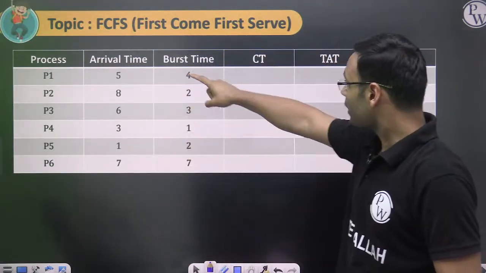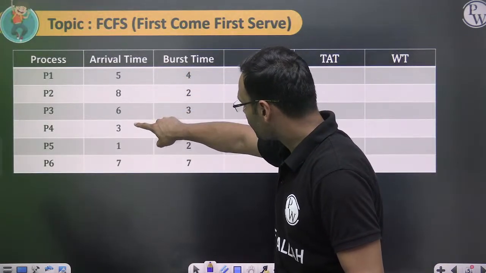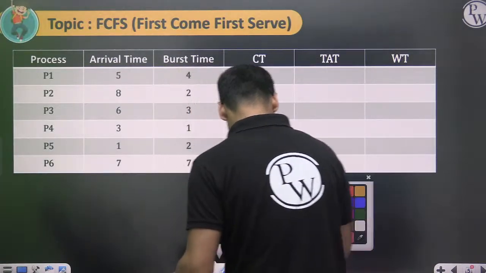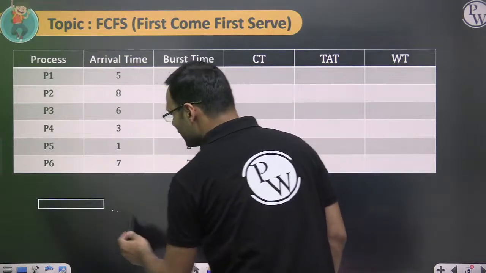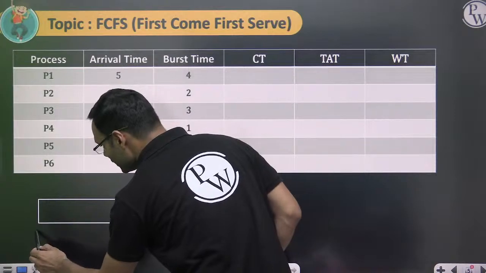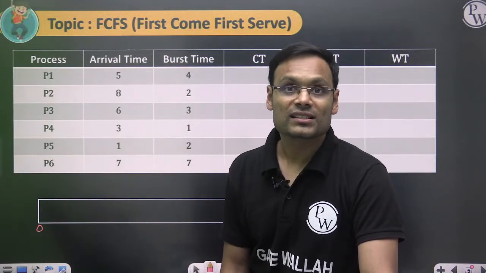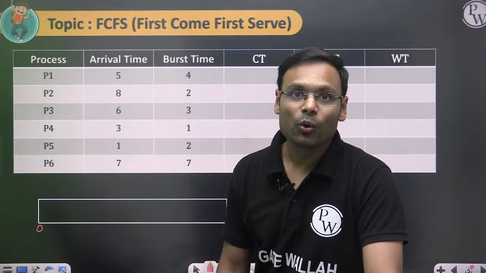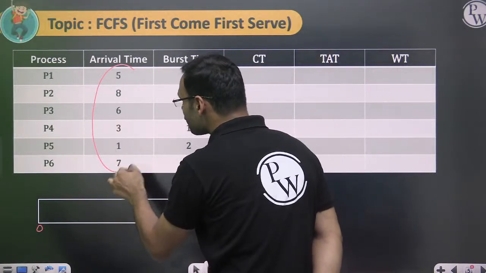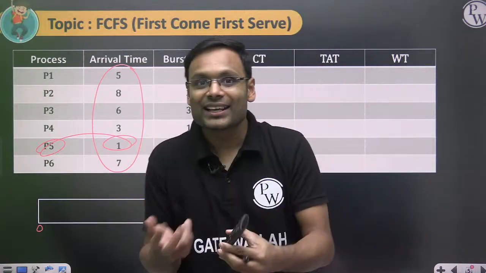Look at this. Arrival time: P1 arrives at 5, P2 at 8, P3 at 6, P4 at 3, P5 at 1, P6 at 7. Now if I ask you to make a Gantt chart. Yesterday in the last class I explained clearly that a Gantt chart starts from 0. At time 0 we don't have any process. Are you understanding this? Look at this. The very first process coming is P5, at 1. So when a process comes, only then can I schedule, no?